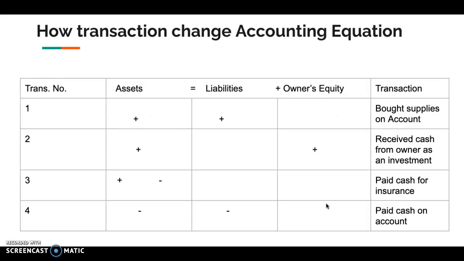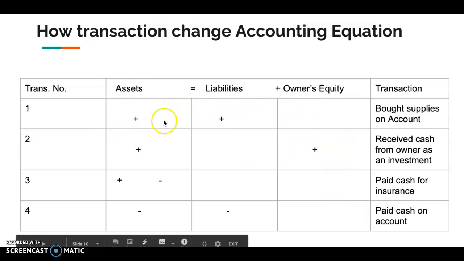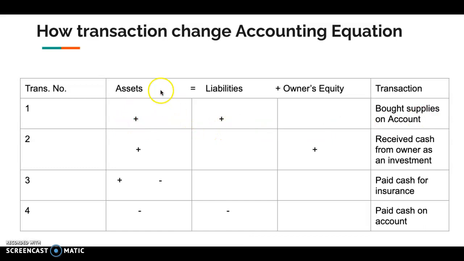All right, so here's a little cheat sheet that you can look back on, and I put the different transactions and kind of what happened. So here's the rule. Bought supplies on account. So I'm increasing supplies, which is an asset, and I'm increasing accounts payable, which is a liability. So since I increased it on the left-hand side, which is assets, I have to increase over here.